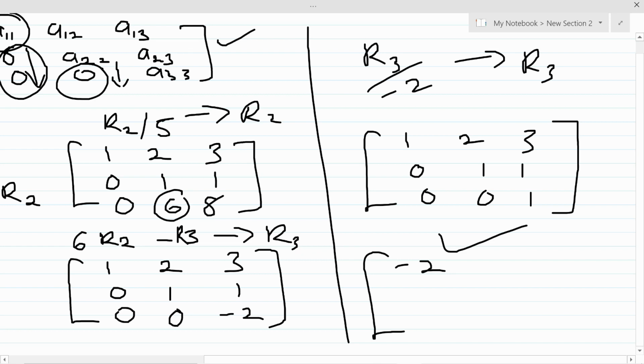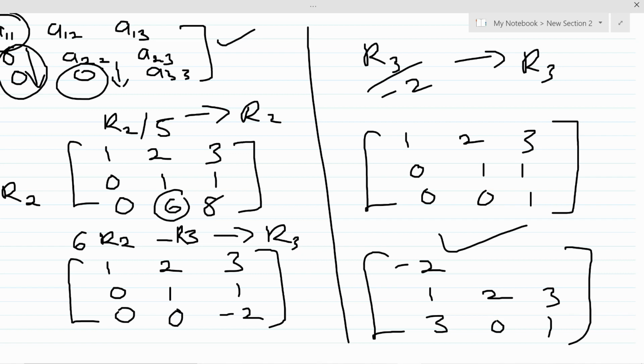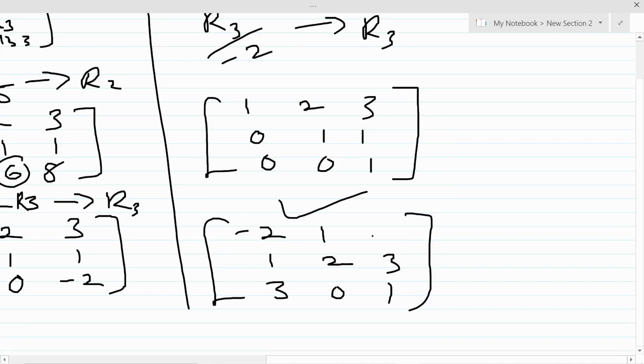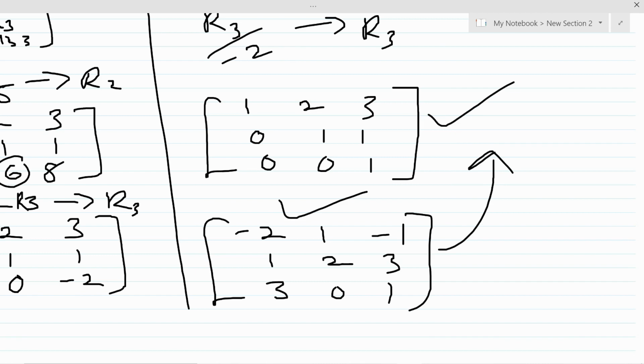If you remember, it was negative 2, and I think 1, 2, 3. I have 3, 0, 1 here. I've forgotten the one that was here, so let me go and check it up and bring it. Here was 1, negative 1. So this matrix has been reduced to this form. This is what we call row reduced echelon form, or Gaussian elimination, any way you want to call it.